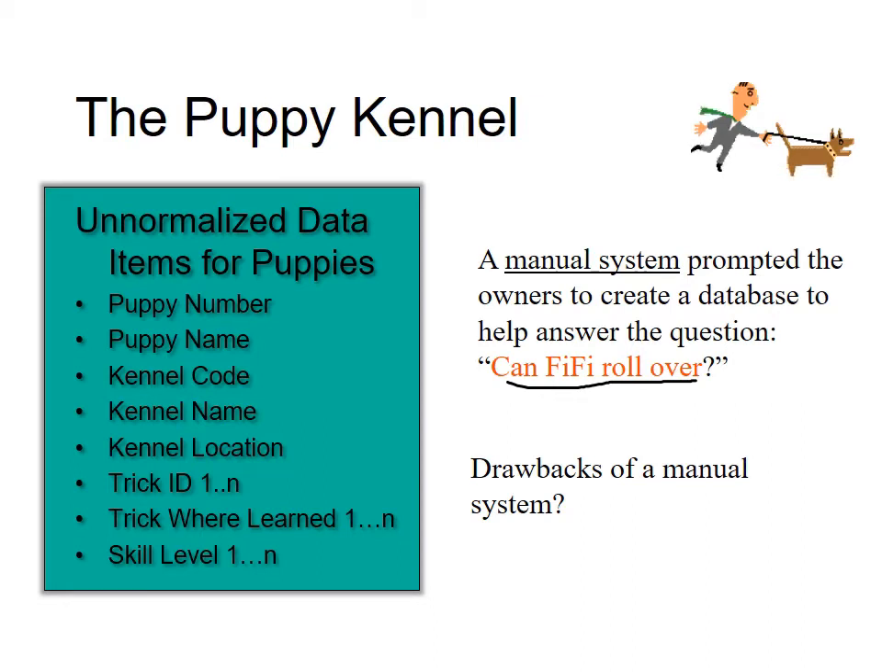Ultimately, there's another problem that starts to evolve, and that is the aspect of, can Fifi roll over? This is asking the question that if they wanted to know if this particular dog can do these tricks, they would have to go in and look it up. And then there's another question a little later on. What if Fifi were to disappear from the kennel? Does that mean also the trick would disappear?